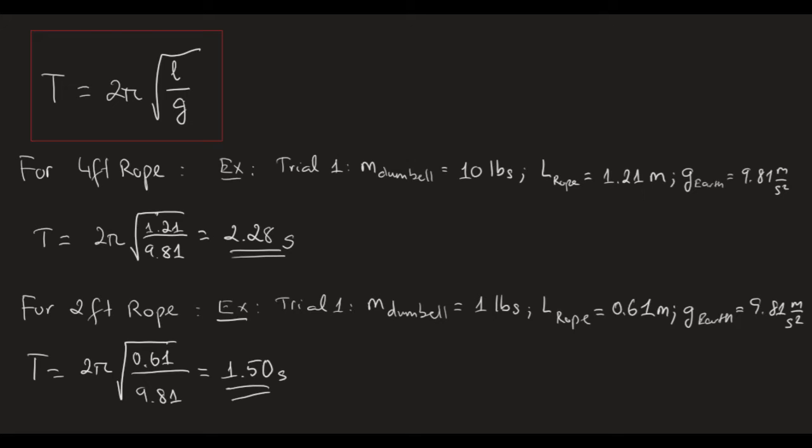Here you can see our calculations using the formula for both the 2-foot and the 4-foot pendulum. We convert the feet to meters and then plug it into the equation to find that the 4-foot rope will have a period of 2.28 seconds and the 2-foot rope will have a period of 1.50 seconds.